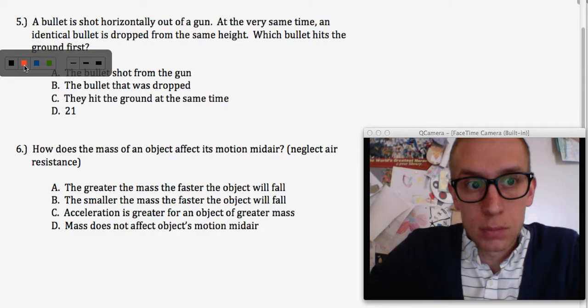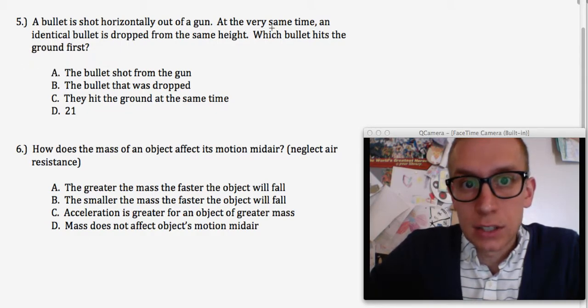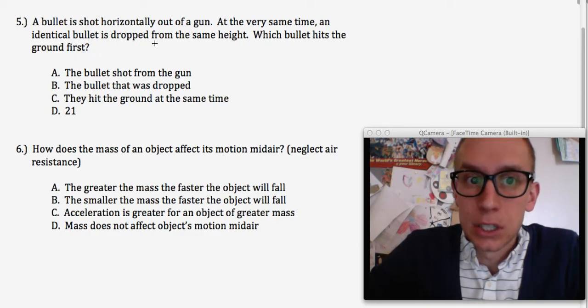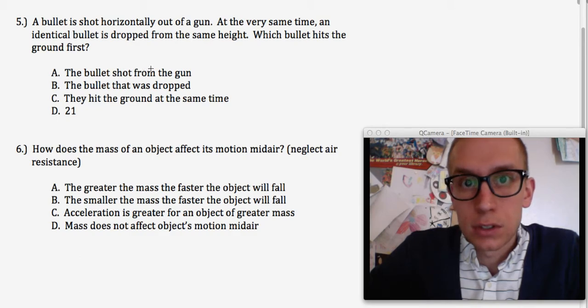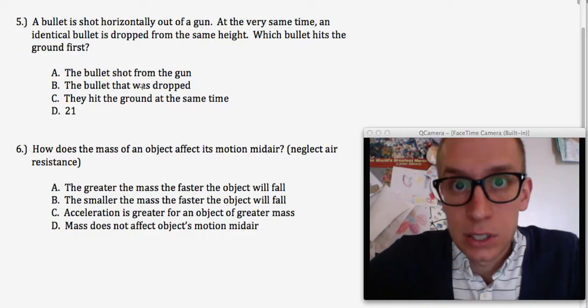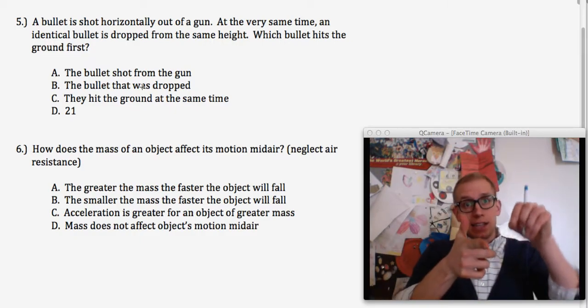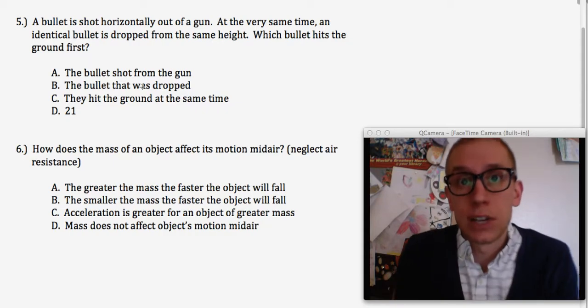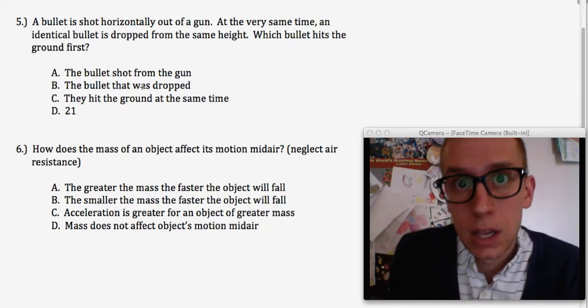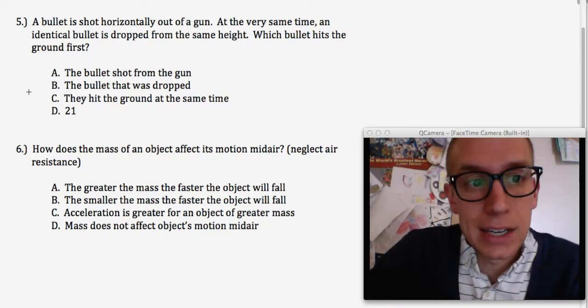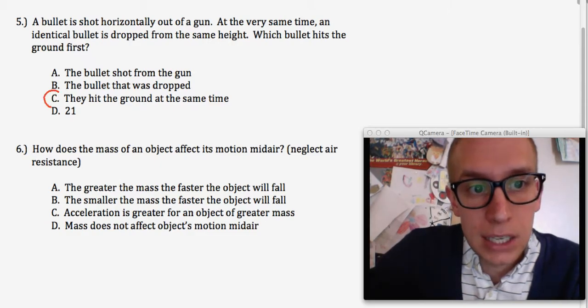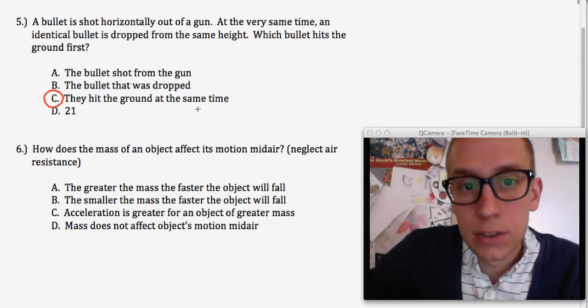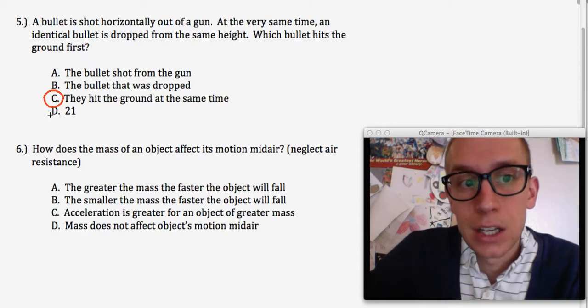Okay, so on problem number 5, it says a bullet is shot horizontally out of a gun. At the very same time, an identical bullet is dropped from the same height. Which bullet hits the ground first? We saw this already, right? We watched the Mythbusters and we saw that if it's shot at the exact same time it's dropped, gravity will affect both of them the same. So the acceleration due to gravity is still going to be negative 9.8, meaning they should hit the ground at the same time. Don't pick 21.